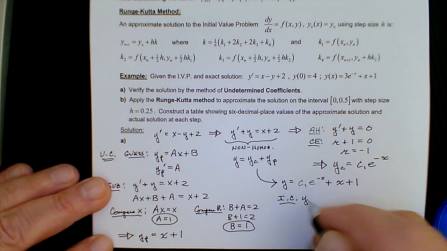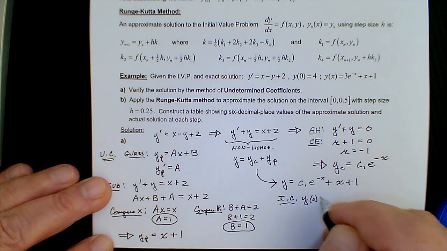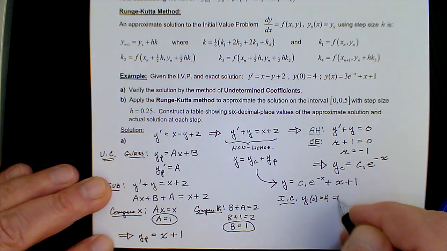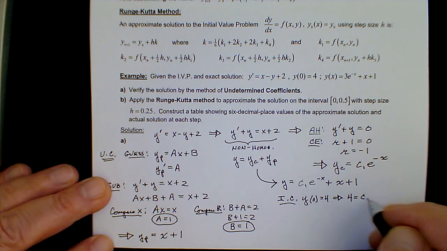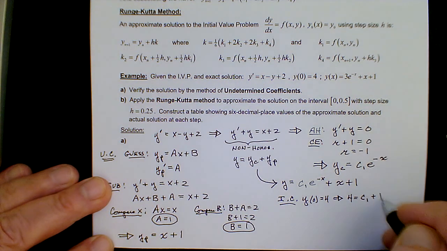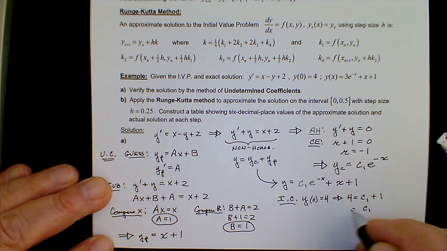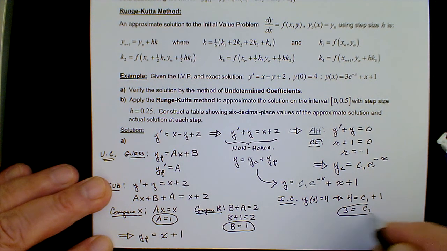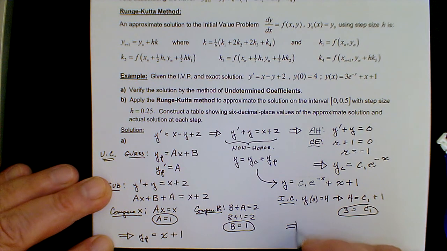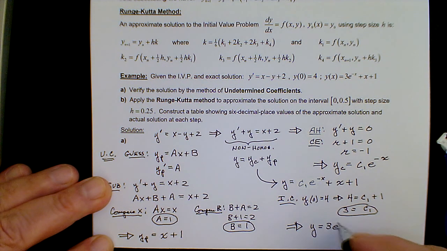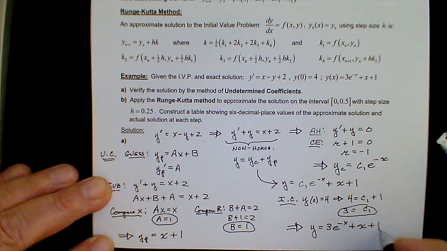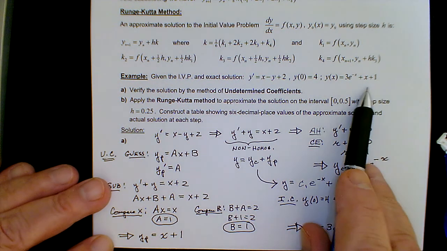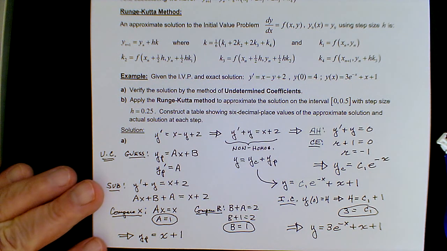And the initial condition was y of 0 is 4. So then we have that 4 is equal to c1 plus 0 plus 1. So c1 is 3. And then finally we could write our exact solution, 3e to the -x plus x plus 1. So you can see that's what we had set out to prove.